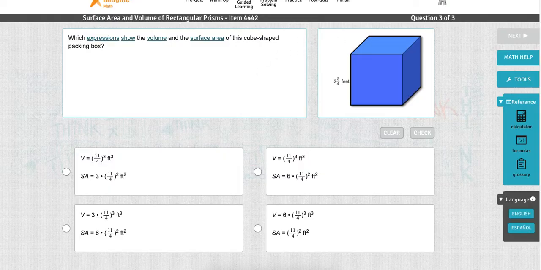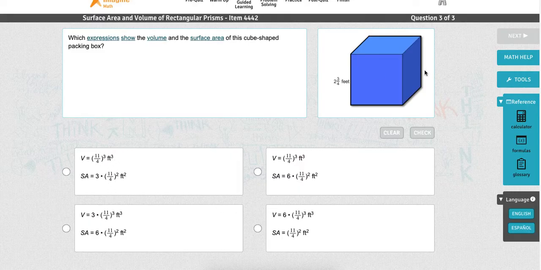Okay, what do we know about a cube? A cube has square sides, meaning that the length, the width, and the height are all the same. So I'm going to multiply the same thing 3 times. And remember, repeated multiplication can be shown with the use of cubic exponents, okay? So that's why you see this 3 here.